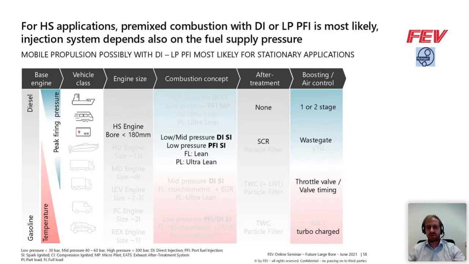What will the combustion system overall look like? So we think that a low or mid-pressure direct injection or a low-pressure port fuel injection is most likely. So low-pressure DI, we say this would be below 30 bar, and mid-pressure DI, this would be below 60 bar. As stated, combustion will be lean or ultra lean.